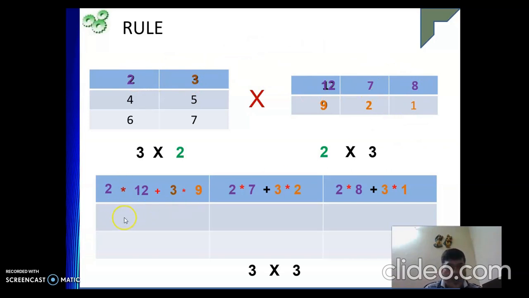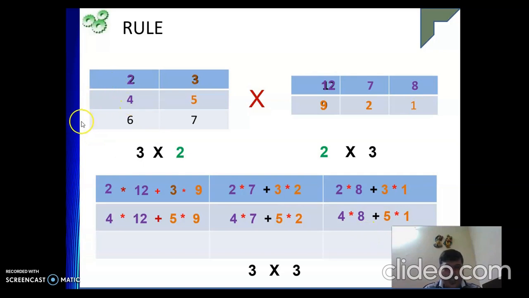Now we move to the next row. Row 2, column 1 means we'll now move to the next row of the first matrix. Now this 4 will be multiplied by 12, and this 5 will be multiplied by 9. So we'll have 4 multiplied by 12 and 5 multiplied by 9. Similarly, we'll have 4 multiplied by 7 and 5 multiplied by 2. Then we have 4 multiplied by 8 and 5 multiplied by 1.